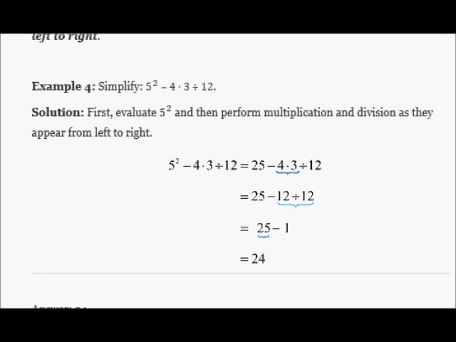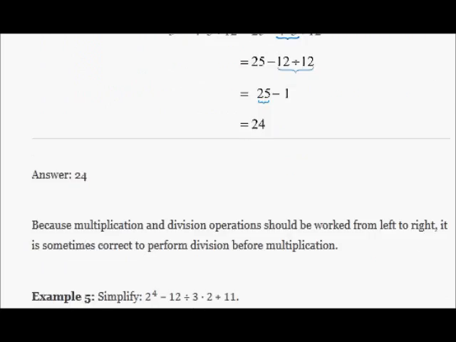Next, what do we have? Multiplication, division. Yes, we have both of those, and we're going to do left to right. So 25 minus 4 times 3. Well, 4 times 3 is 12. And then we have division as well. That's to the right of the multiplication, so we'll do that one next. 12 divided by 12 is 1. So now we have 25 minus 1, which is 24.